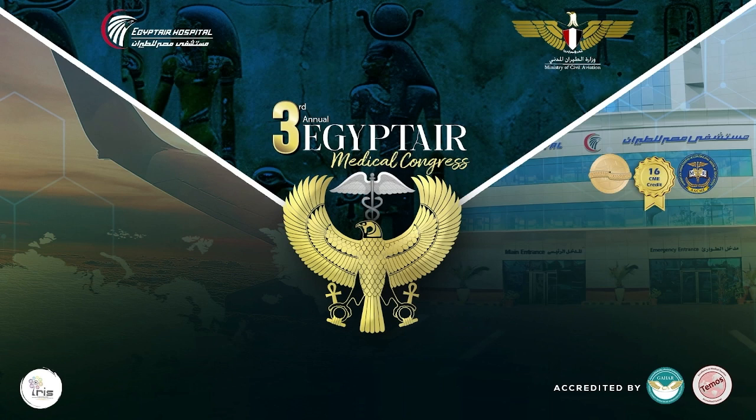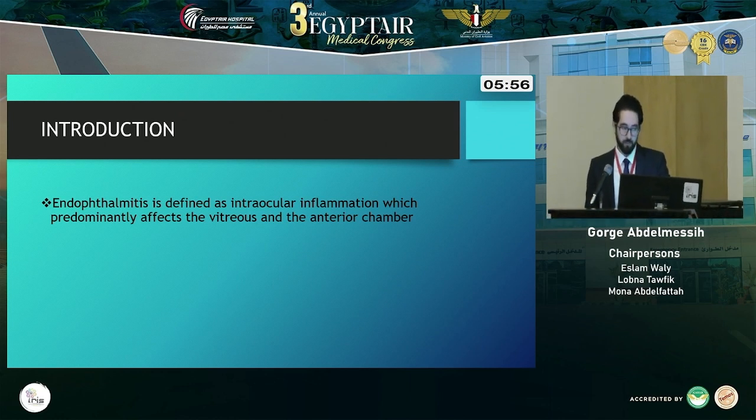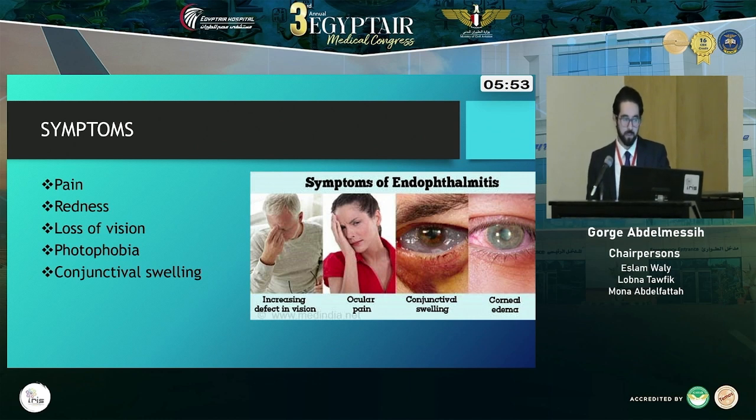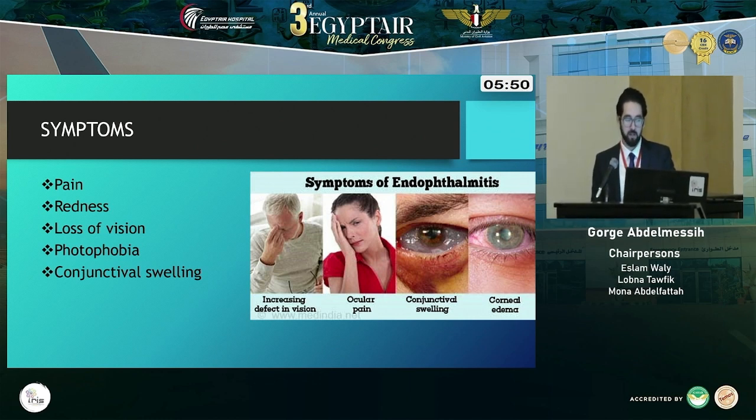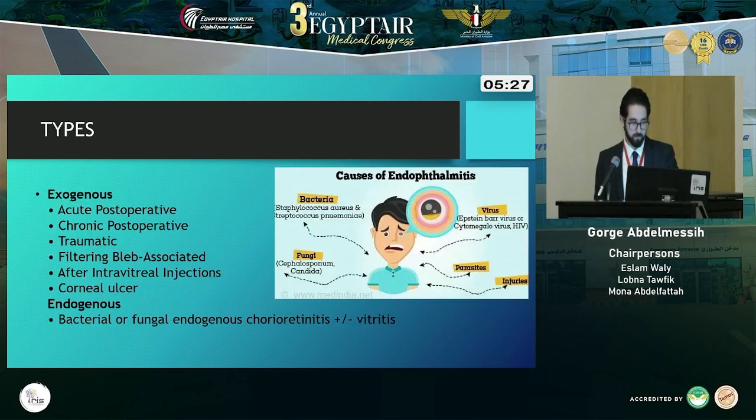Endophthalmitis. Endophthalmitis is defined as an intraocular inflammation which predominantly affects the vitreous and the anterior chamber. Symptoms could be presented with pain, redness, photophobia, loss of vision, conjunctival swelling. Upon examination, signs may vary according to severity, from eyelid swelling, chemosis, conjunctival injection, discharge, corneal haze, fibrinous exudate and hypopyon, vitritis with an impaired view of the fundus, severe vitreous inflammation with debris and loss of the red reflex.